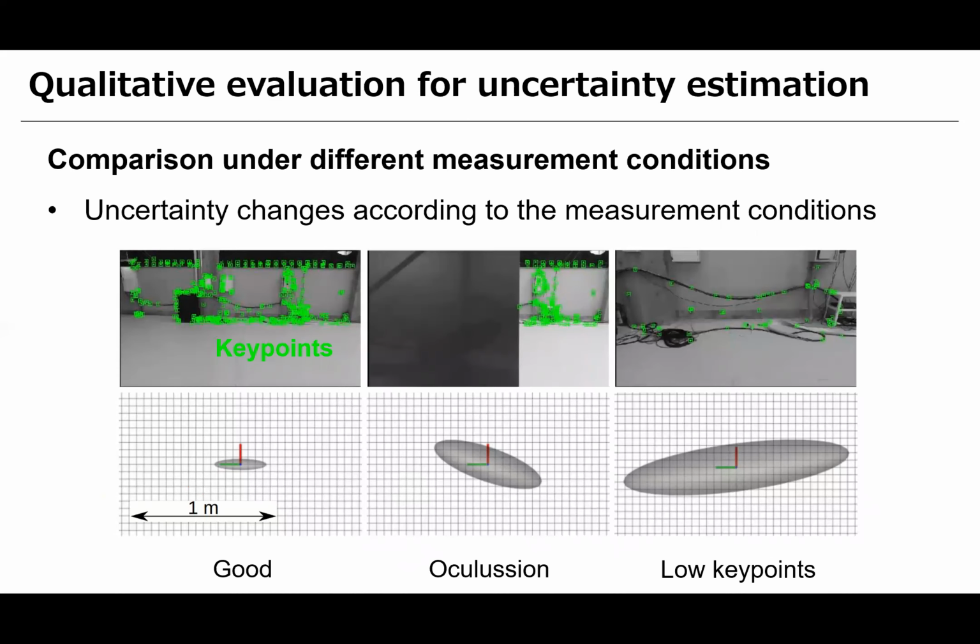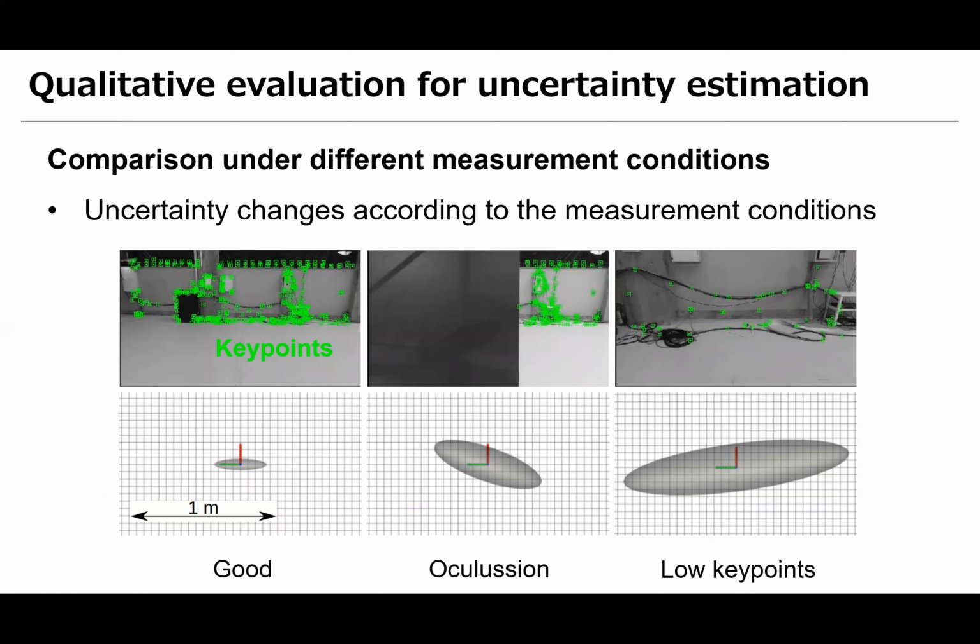Let me show you experimental results from here. We first compare the performance of uncertainty estimation under different measurement conditions. The green points depicted in the top figures are the key points extracted by ORB-SLAM2. The bottom figures show ellipses calculated from the covariance matrix, that is, the uncertainty for the ORB-SLAM2 estimate.